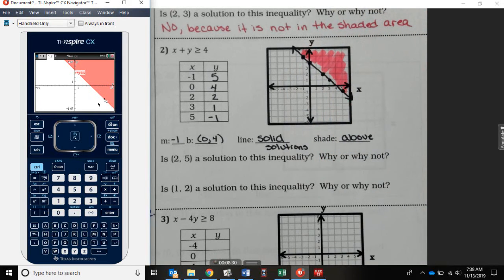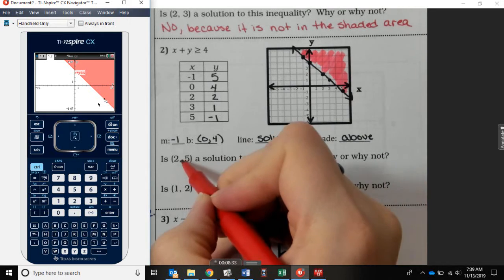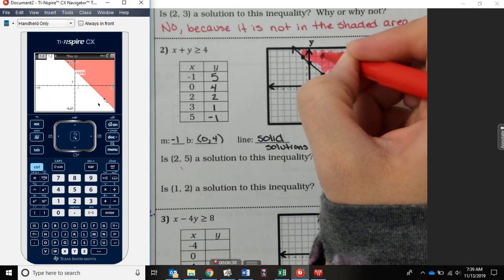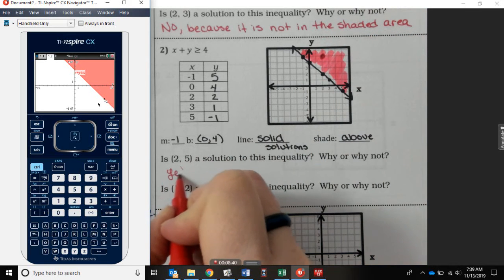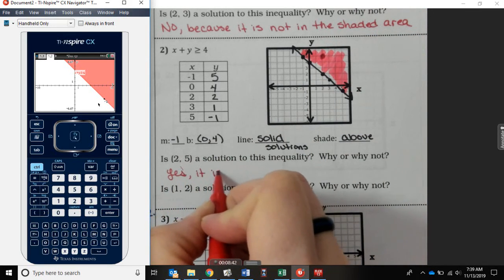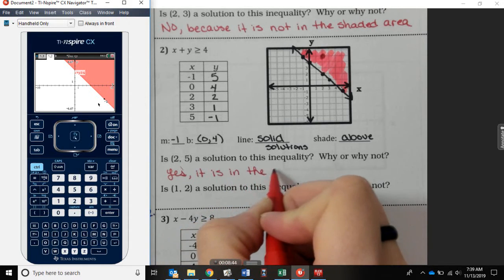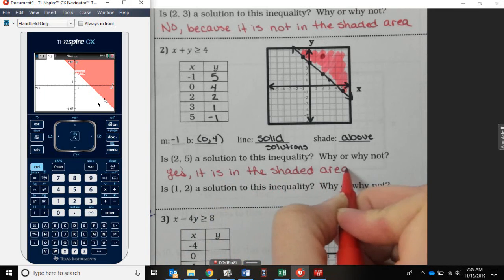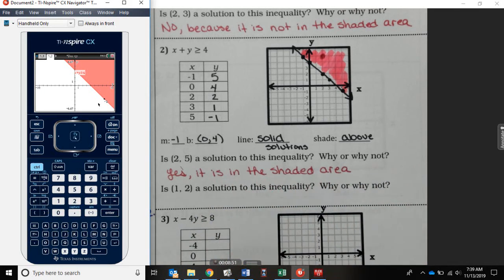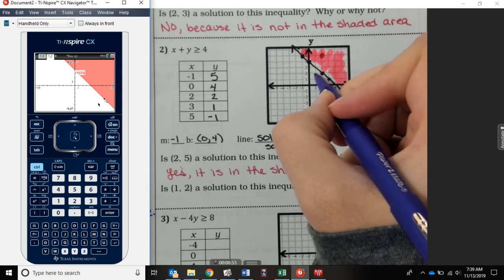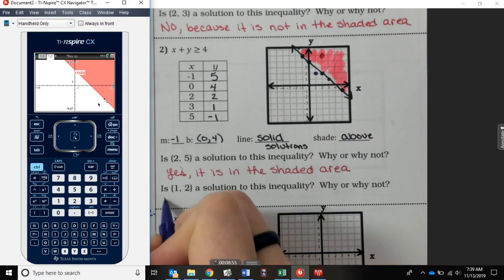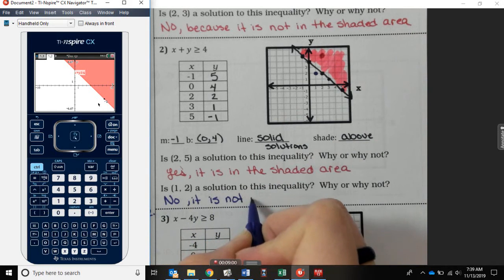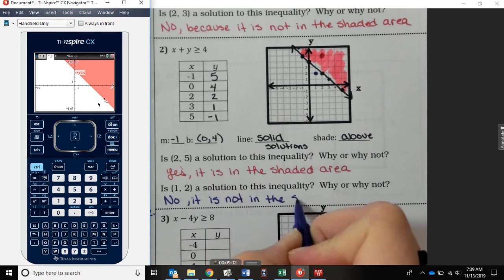And let's see if we can find some solutions. Is 2, 5 a solution? 2, 5, and yes, because it's in the shaded area. Okay, and 1, 2, is 1, 2 a solution? And no, it is not in the shaded area.